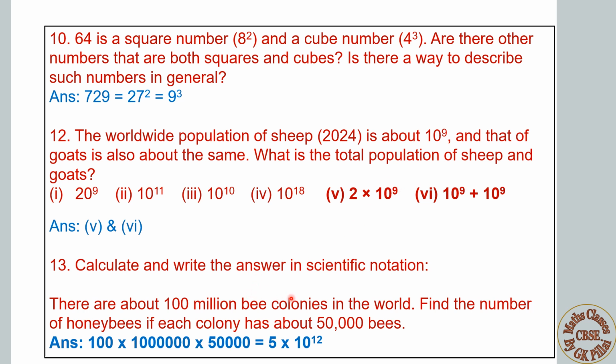This one, calculate and write the answer in scientific notation. There are about 100 million bee colonies in the world. Find the number of honeybees if each colony has about 50,000 bees. First of all, 100 million, we will make it as 100 into 1 with this many zeros. When you multiply this by 50,000, your answer will be 5 into 10 to the power of 12. That is the number of bees, given in the scientific notation.